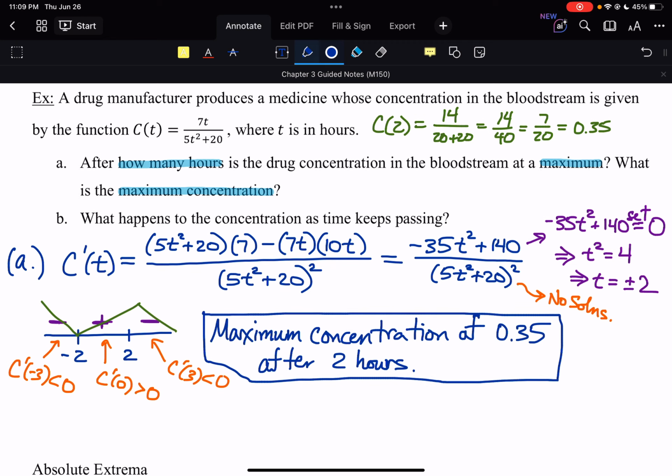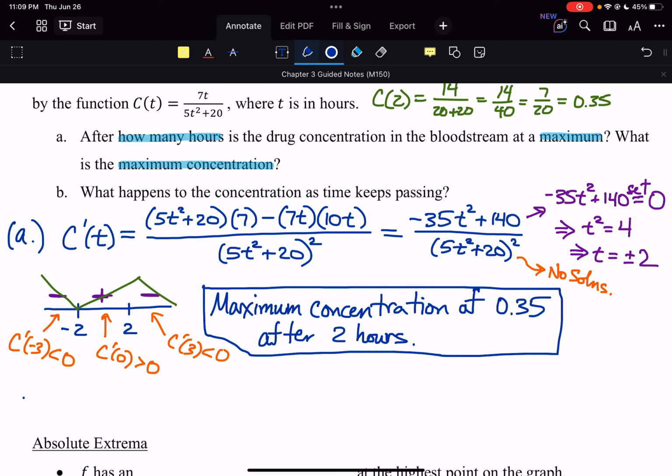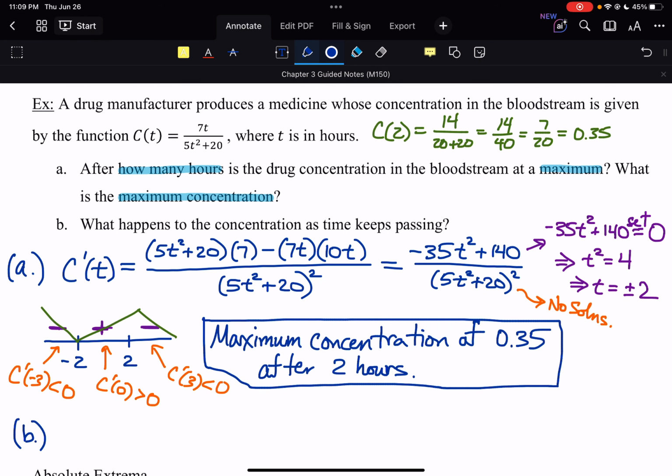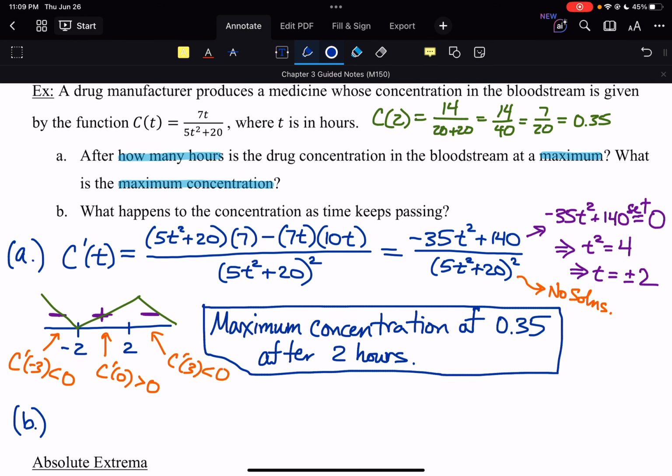And then for part B, it's asking what happens to the concentration as time keeps passing. Intuitively, we should hopefully have an understanding of how this works. As time keeps passing, if they don't re-inject more of the medicine, it's going to eventually fade and get lower and lower and lower. There will be less and less of it as it gets absorbed.